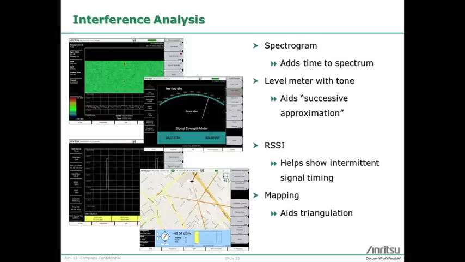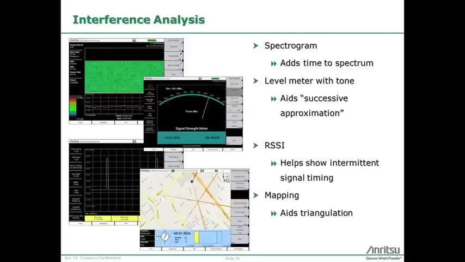Now, I mentioned the spectrogram. You can get time added to the spectrum, and this is really useful for things that are intermittent. Notice in the picture on the upper left, there are little red places right in the middle of the frequency range. Those are signals that popped up intermittently, and they were very strong. This red is a strong signal. That would be easy to miss if you don't have this view showing time.